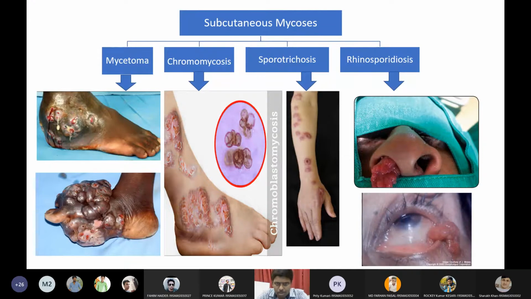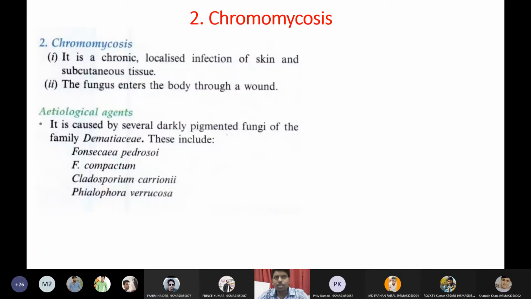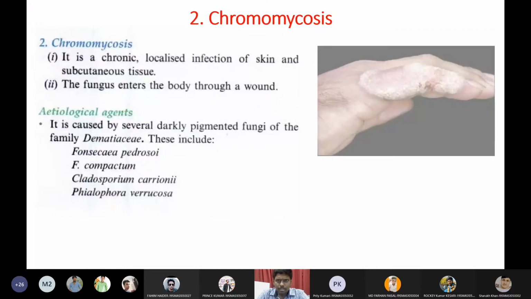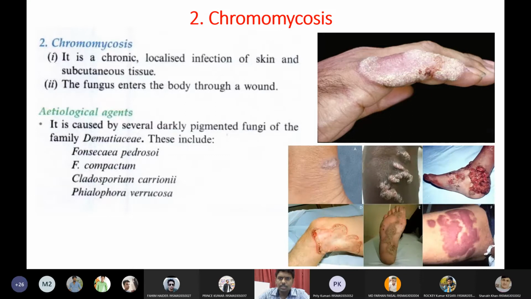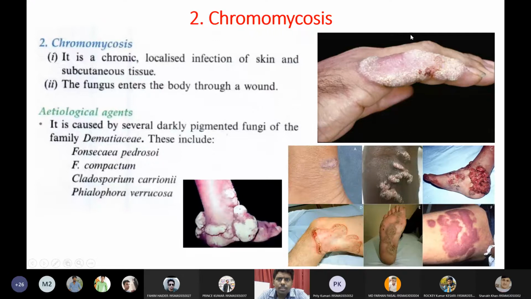So moving forward with chromomycosis. What is chromomycosis? This is how the chromomycosis infection looks like, students. This is a typical chromomycotic infection. In chromomycosis, you will see cauliflower-like florets of tumors on the surface of the skin. You will see cauliflower-like blobs on the surface of the skin. This is a characteristic feature to identify chromomycotic infection.